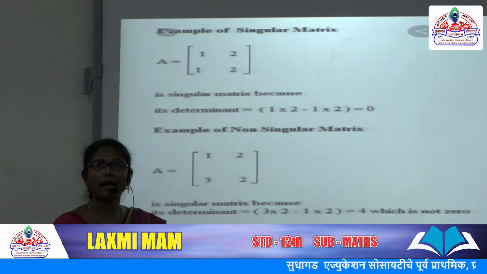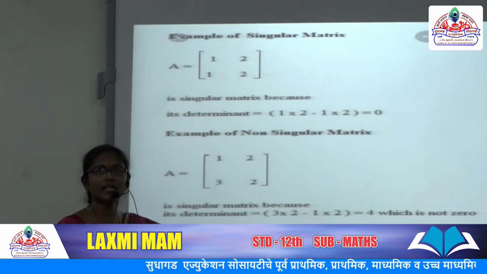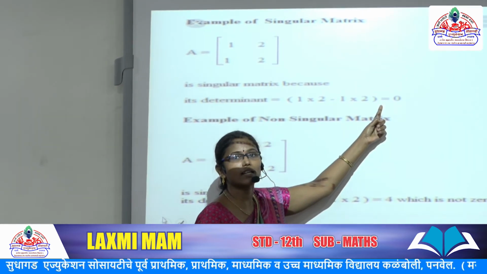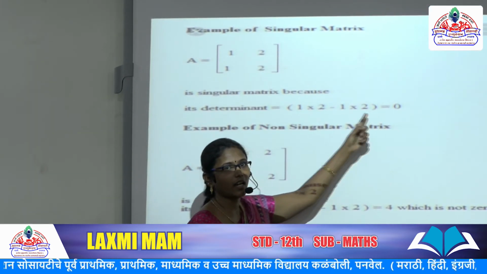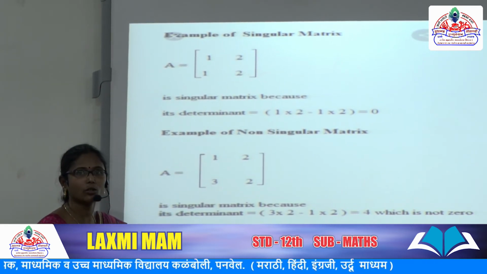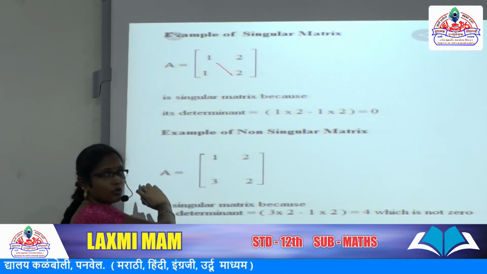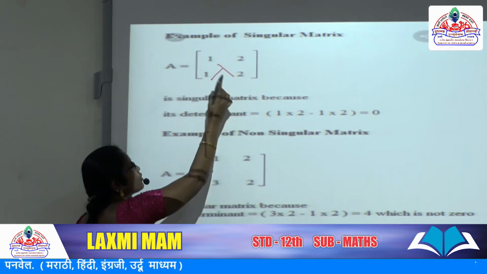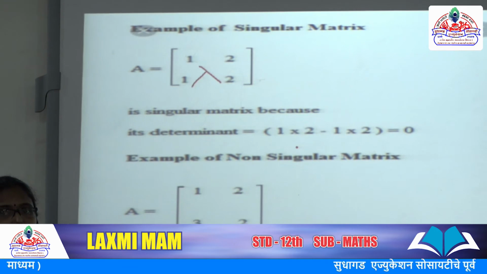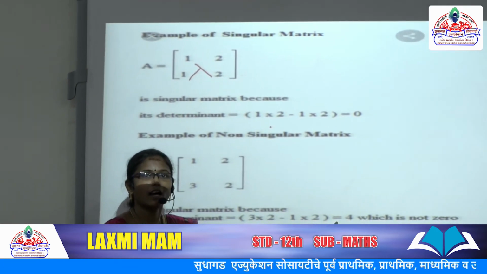Next one, singular matrix. We have studied the determinant of a matrix. If the determinant we have found is equal to 0, then it is called a singular matrix. When we solve the determinant, what should we get? We will get 0, so it is a singular matrix. Here 1 cross 2, 2 minus 2 cross 1, 2: 2 minus 2 is 0. Then the matrix is called a singular matrix. If it is not equal to 0, some value comes.